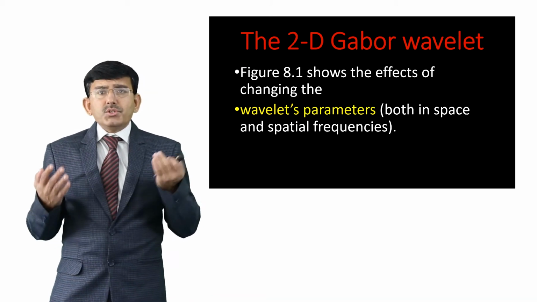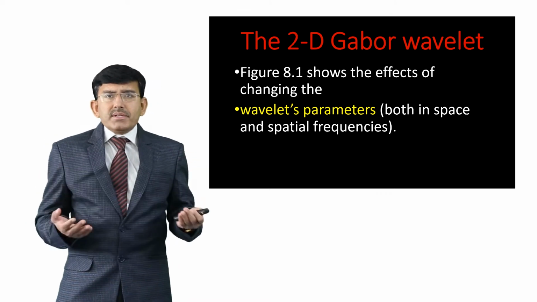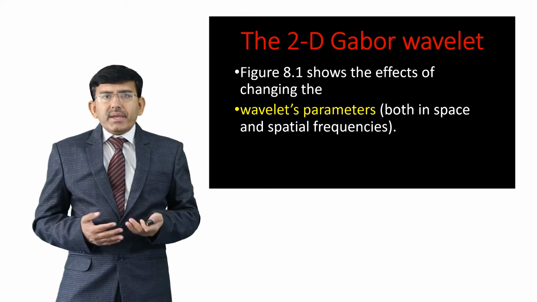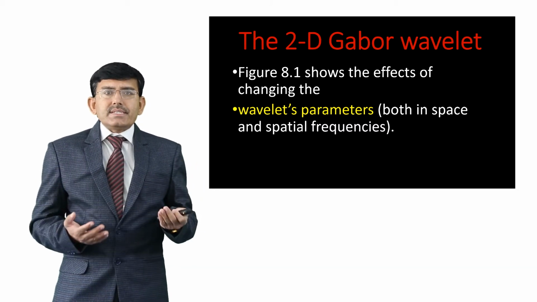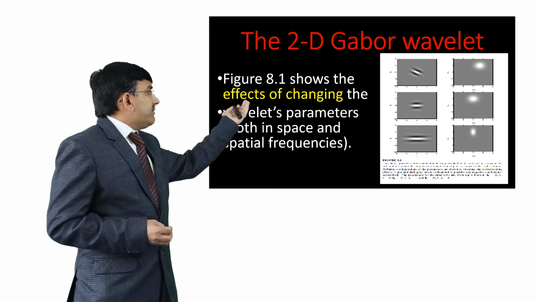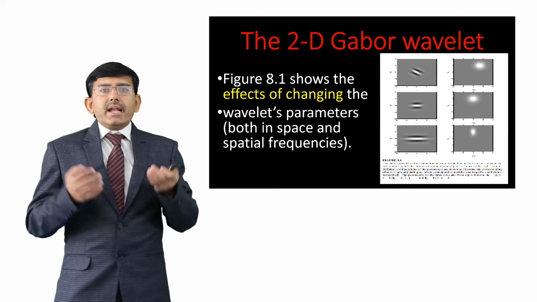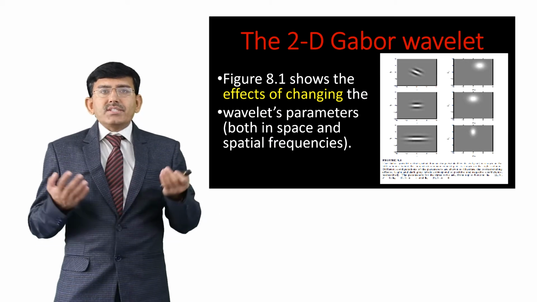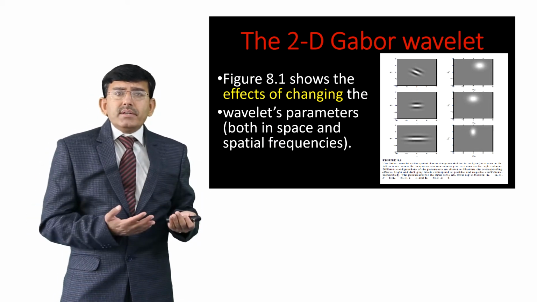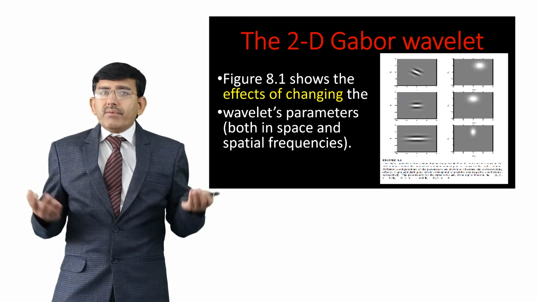Figure 8.1 shows the effect of changing the wavelet's parameters both in space and spatial frequencies. This figure shows how changing the wavelet affects the space and orientation, that is, the effects of changing the wavelet parameters both in space as well as spatial frequencies.